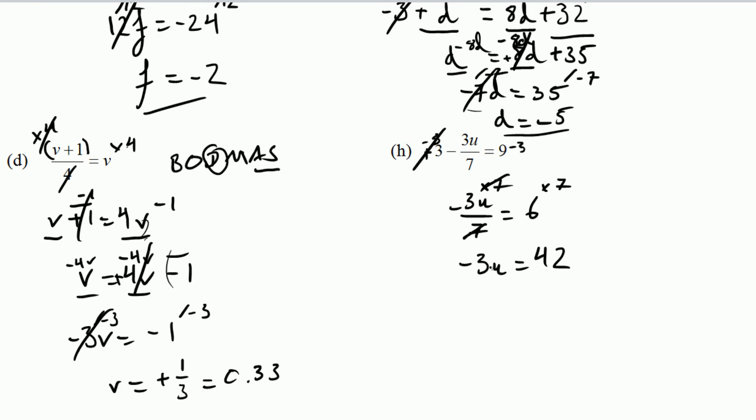And finally, this u is getting multiplied by negative 3. So to undo that, we divide by negative 3. So to do the opposite of times, you divide by the same number. So divide by negative 3. That goes. So we have u equals, and 42 divided by negative 3 is negative 14. And that's the end of question 1.